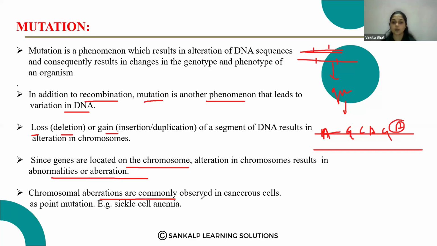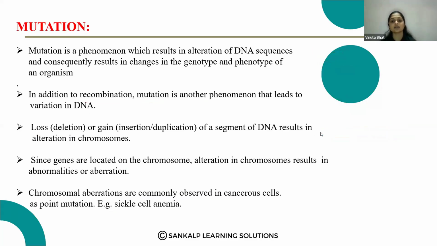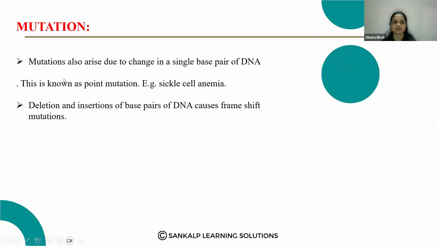Chromosomal aberrations are commonly observed in cancerous cells. As a point mutation, for example, sickle cell anemia. So here, what is mutation and how does it occur? It is because of the loss of chromosome, loss of the DNA sequences, or the gain of DNA sequence. So that is the reason for the mutation. Then mutation also arises due to the change in a single base pair of DNA. This is known as the point mutation.